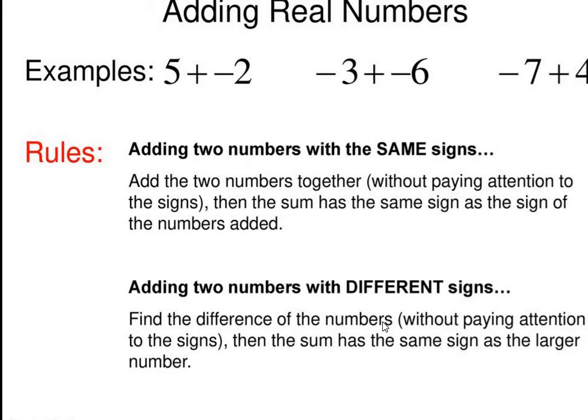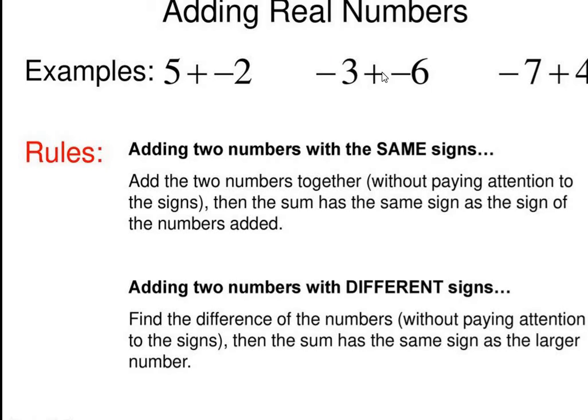Now let's start with the first rule, which is adding two numbers with the same sign. What does it mean with the same sign? If the signs of the two numbers are both positive, or both negative. Do we have the same sign for 5 and negative 2? No. Do we have the same sign for negative 3 and negative 6? Yes, miss. Do we have the same sign for 7 and 4? No. So in my situation here, I'm talking about two numbers with the same sign.